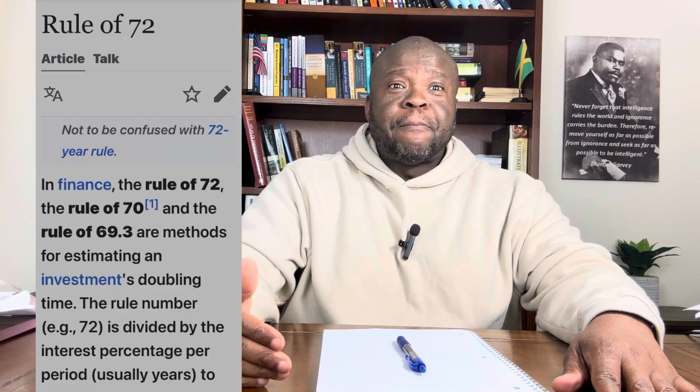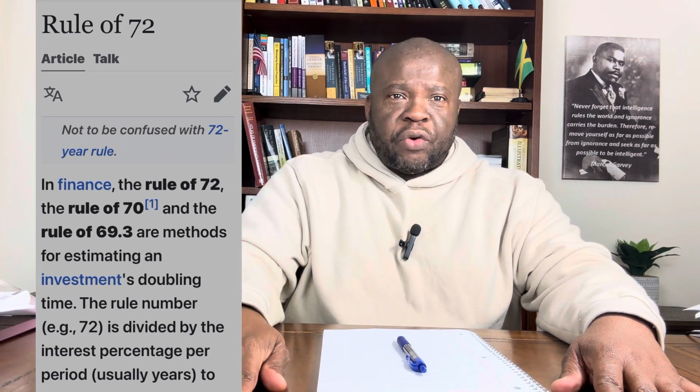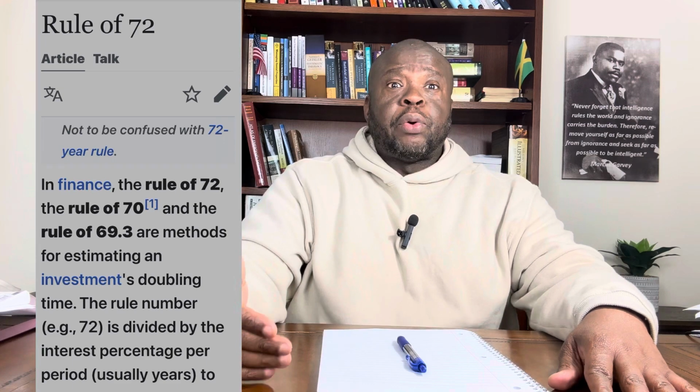So today we're going to be learning about the rule of 72. Some of you may have heard of it already, some of you may not, but it is a very practical formula to calculate how long it will take your investments to double, or how long it will take for the money you owe to double. That's the flip side of compound interest, okay?